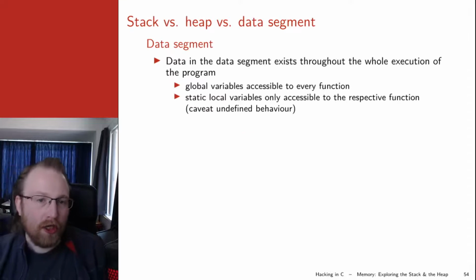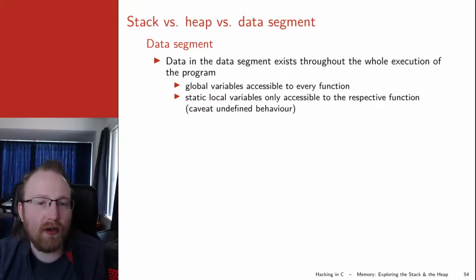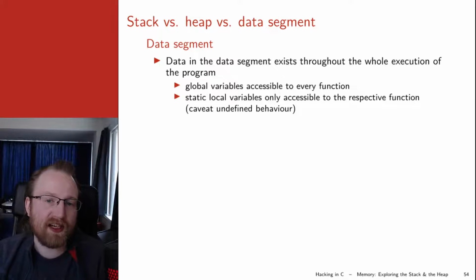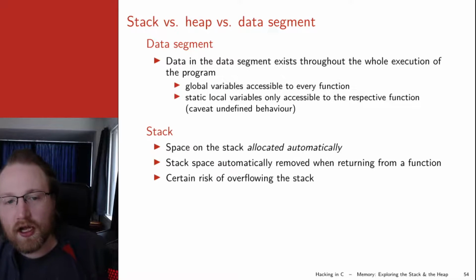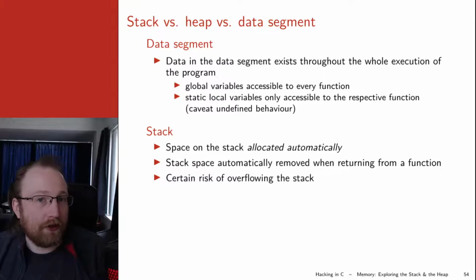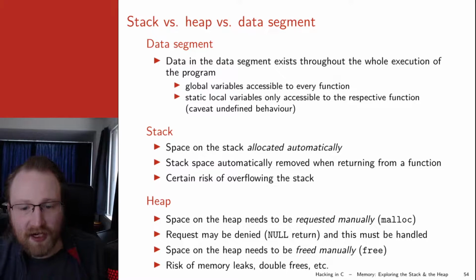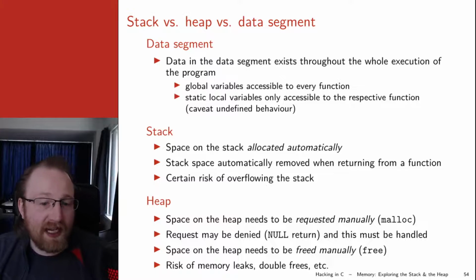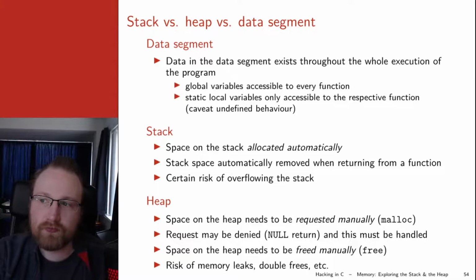So to wrap up memory, we have the data segment where all the data that exists throughout the whole execution of the program lives. So global variables accessible to every function, and static local variables only accessible to the respective function. Caveat, undefined behavior, where you go look for them and try to access them. We have the stack, where space is allocated automatically. Stack space is automatically removed when you return from a function, but you have a certain risk of overflowing the stack and mishandling values there. And then finally there is the heap, which needs to be requested manually. Your request may be denied and you have to handle that. And you also have to free the memory manually. And there you have risks of memory leaks and double frees and stuff like that. Okay.